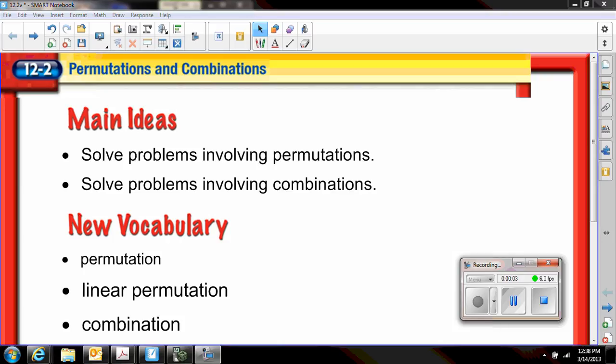Hey everybody, welcome back. Today we're going to take a look at section 12.2 permutations and combinations. Main ideas here: solving permutations and solving combinations, new vocab, permutation, a linear permutation, and a combination.